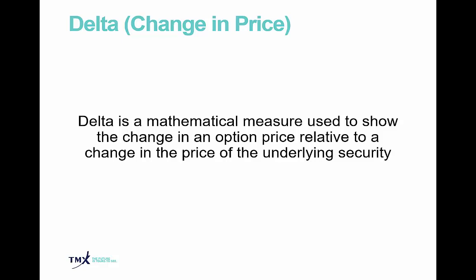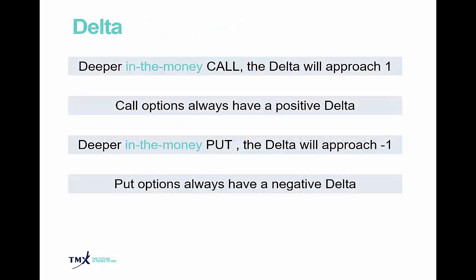I know that's a mouthful, but remember, options are derivatives, right? So when the stock moves $1 to the upside or $1 to the downside, the option contract is going to increase or decrease in value, and again, depending upon whether or not it's a put or a call, by the amount of its delta. Now, a couple of key considerations as far as the option delta is concerned. Deeper in the money call options have deltas that approach 1. And call options always have a positive delta.